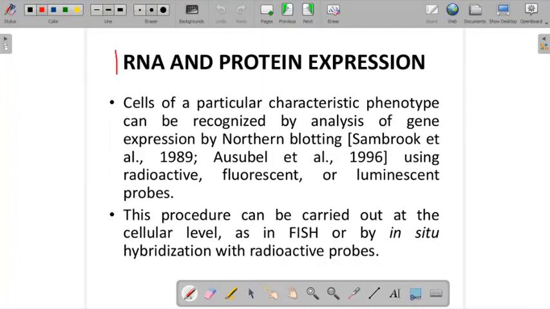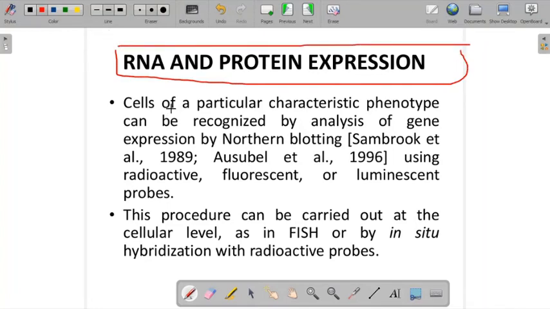Next procedure is RNA and protein expression. Here we come to the proteomics branch. Up till now we saw gene and gene based identification or characterization, DNA based identification. Now we are looking towards proteins. Cells of a particular characteristic phenotype can be recognized by analysis of gene expression with the use of Northern blotting. These are a few references of the research where they first investigated and discovered these techniques, and they used Northern blotting for expression patterns.